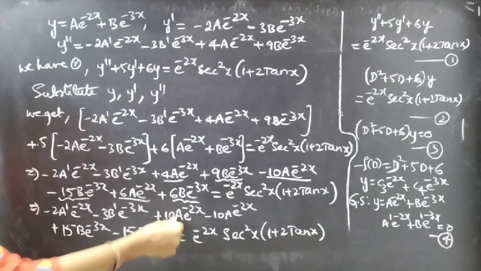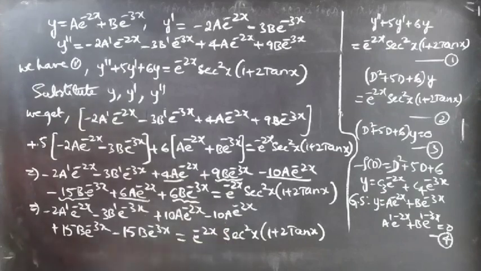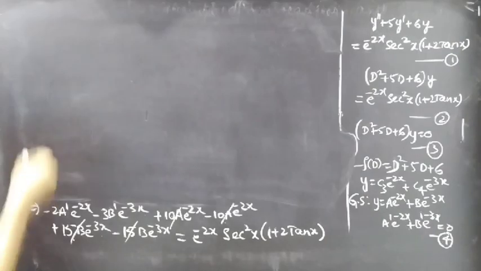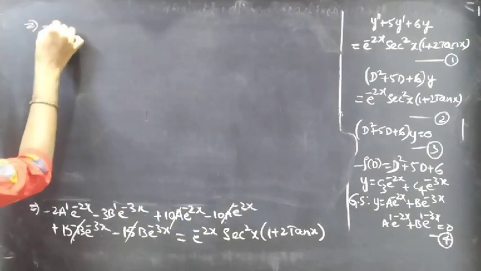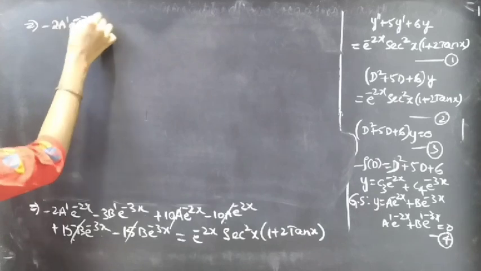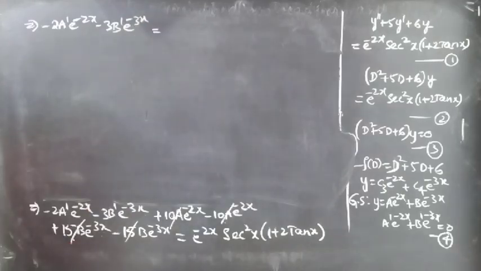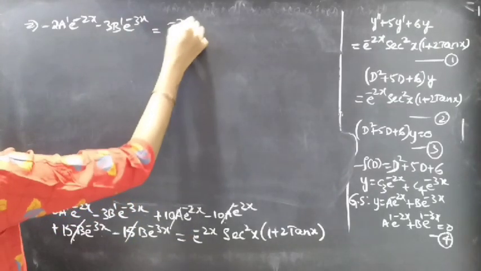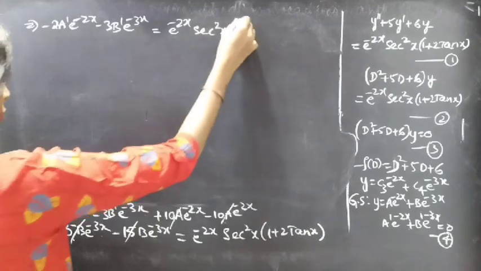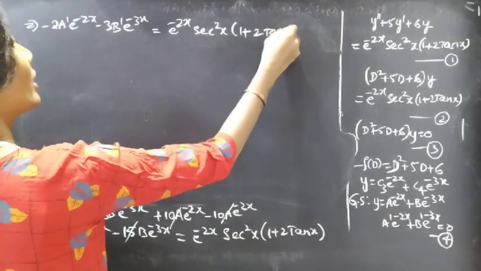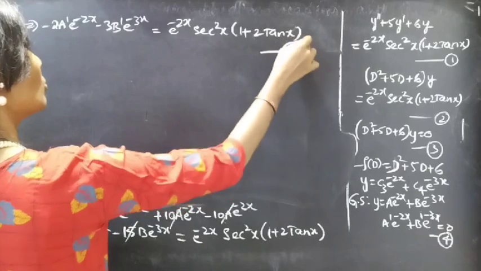Here plus 10a e power minus 2x and minus 10a e power minus 2x gets cancelled. Plus 15b e power minus 3x minus 15b e power minus 3x gets cancelled, right? This results to minus 2a dash e power minus 2x minus 3b dash e power minus 3x equal to e power minus 2x secant square x of 1 plus 2 tan x, right? Consider it as equation number 4.